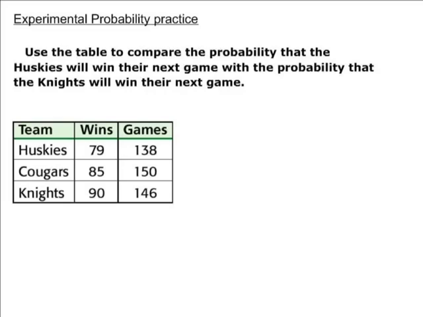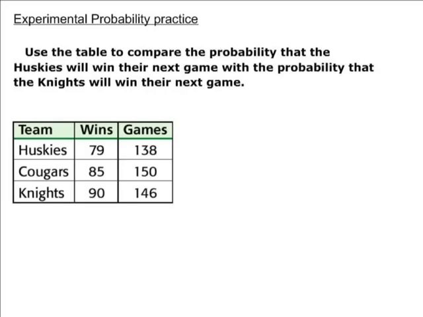Now here we're going to take a look at some winning percentages, or the probability of winning based on different teams. The problem here says use the table to compare the probability that the Huskies will win their next game with the probability that the Knights will win their next game. So we're comparing these two teams, and we're going to determine who has the greater probability of winning. Now this is experimental probability because these teams have already played a certain number of games, and we have recorded their wins and their losses. And we're going to start by finding the probability of winning the next game for the Huskies.